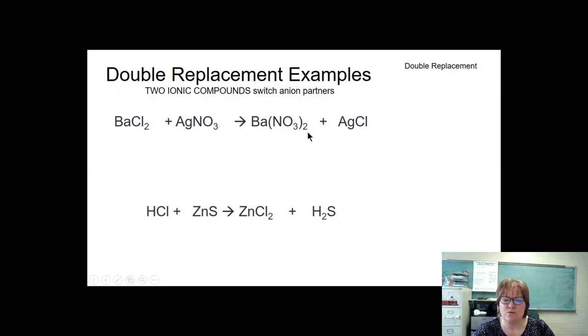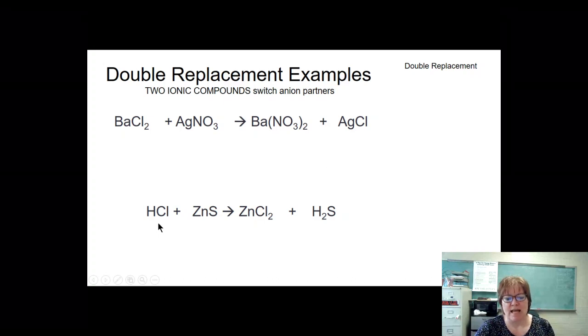Notice that my subscript changed. That's because barium is a +2 charged cation and silver is a +1 charge. So when I repair them, I need different quantities of them. And I don't need to get too worried about the fact that this is not balanced, because balancing will come after I make up these products. After I find the products, then I'll worry about balancing.